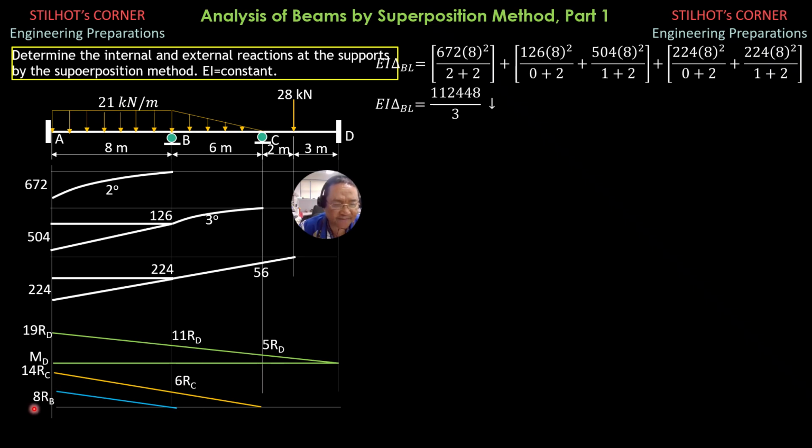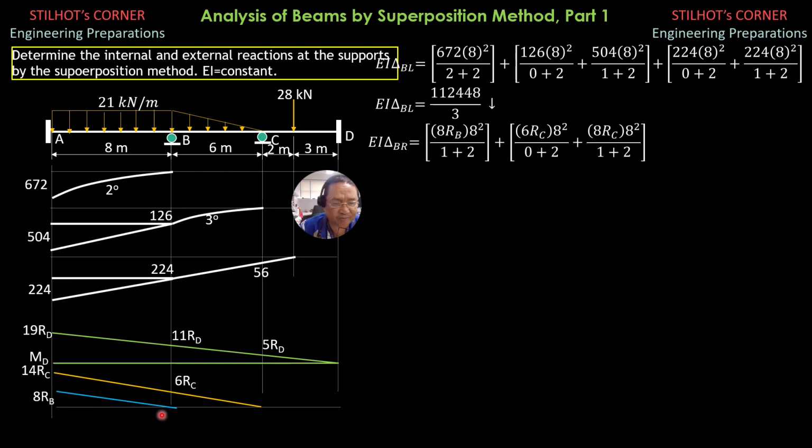So beginning with this, we have 8RB, 8 squared over 1 degree plus 2. Next, plus we have a couple 6RC, 8 squared over 0 degree plus 2. Imagine we have a couple of 6RC rectangular. So meaning due to the reaction at C, there is moment farther, which is 14RC minus 6RC, and that's 8RC. Then length 8 squared over 1 degree plus 2.